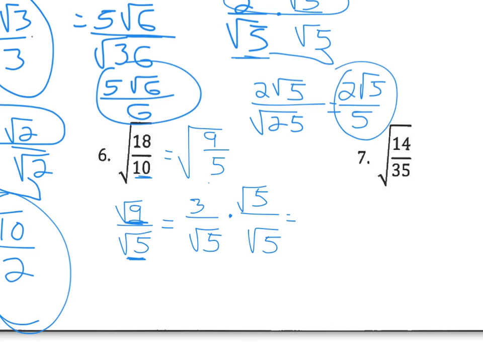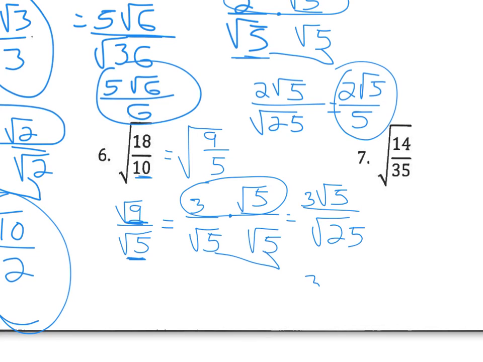When we do this, I can't multiply the 3 and the 5 because 3 is not in the square root. So I just leave it as 3 root 5. Here I can multiply these together and leave it in the square root because they're both in the square root. So square root of 5 times square root of 5 is the square root of 25, and the square root of 25 is 5. So my answer is 3 root 5 over 5.